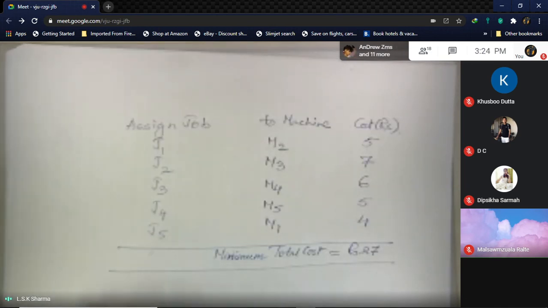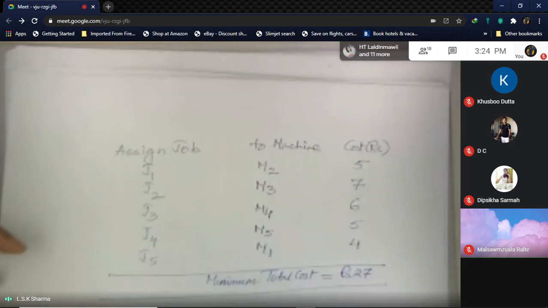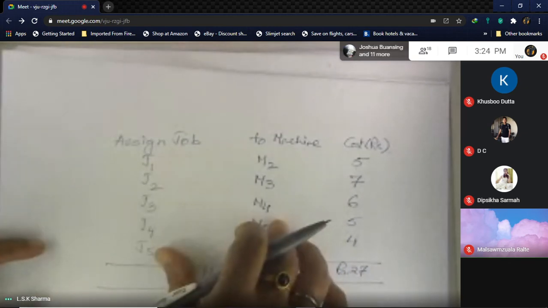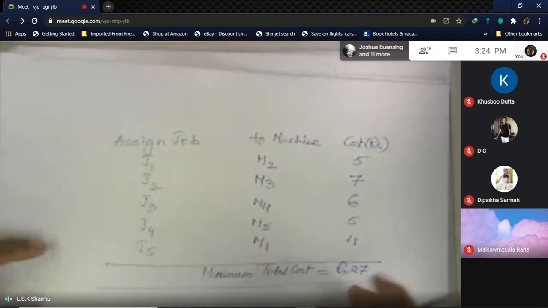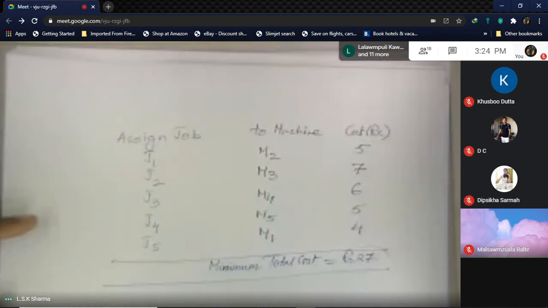Okay. Say, for example, you could also have a problem of multiple optimal solution. Means you could have several cases where you can have several answers, assignment of a different one, but the value will remain same. This is what we call as multiple optimal solution. Okay.